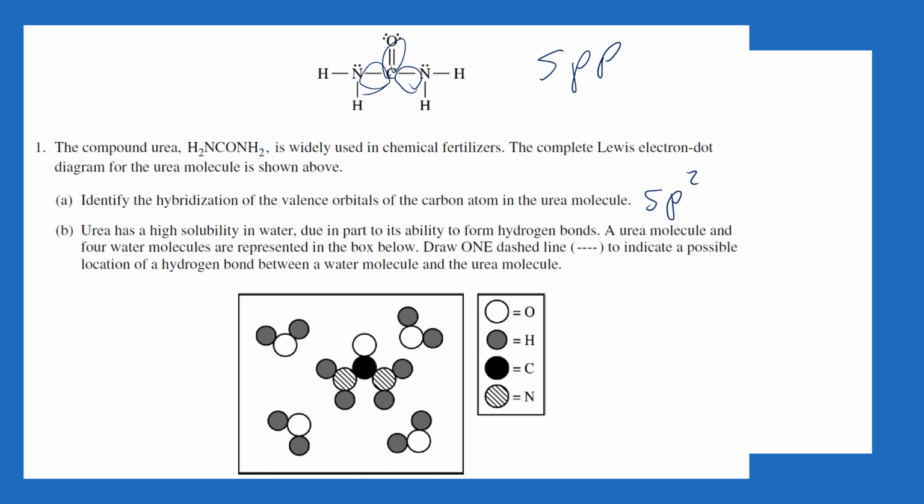The other thing they could ask there is the geometry instead, and the geometry would be trigonal planar. sp2 is always trigonal planar. Even though it looks like it's a T-shaped, it's not. They like to draw it so everything's right angles, even though very few things are actually right angles.